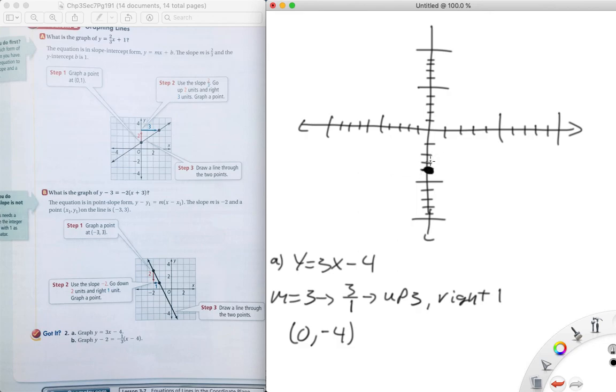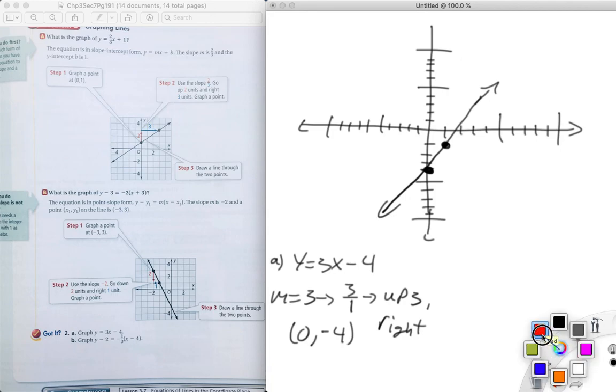I'm going up 3 and to the right 1. So 1, 2, 3, 1. So I have that point right here. And then connect the dots. That would be my first line. Okay, so that's A. I'll write it right down here.